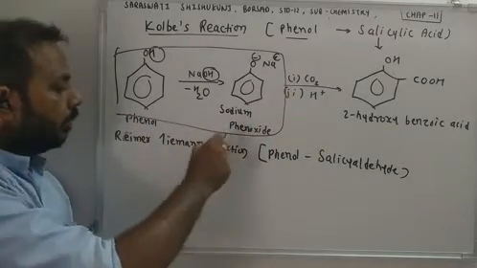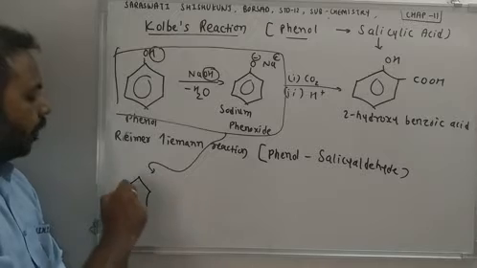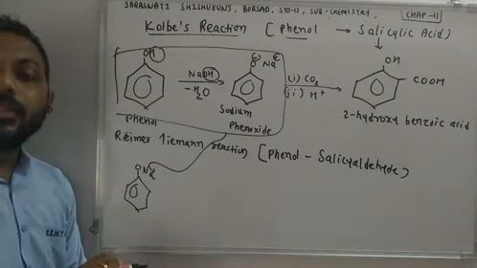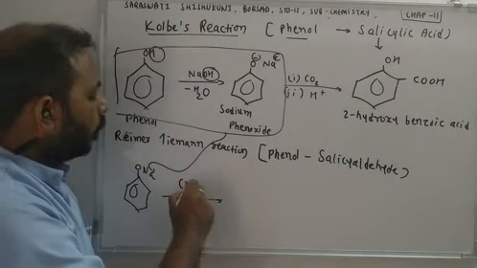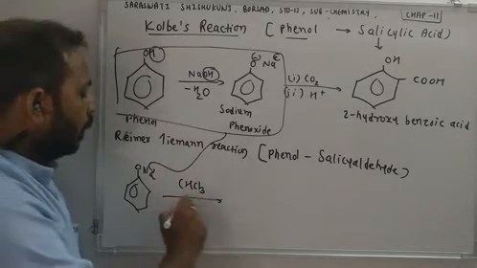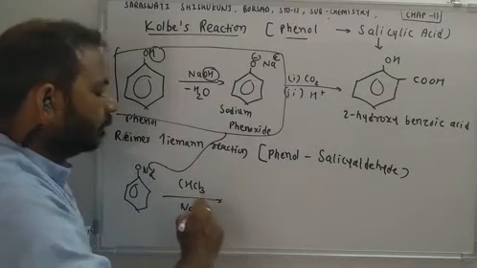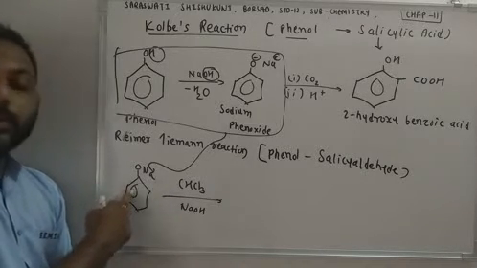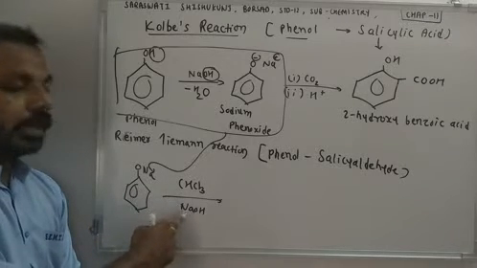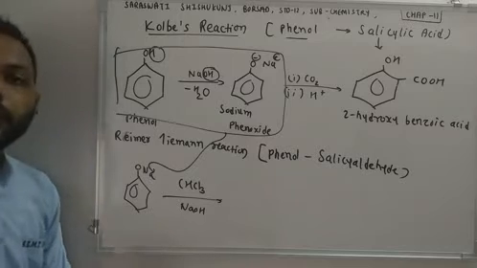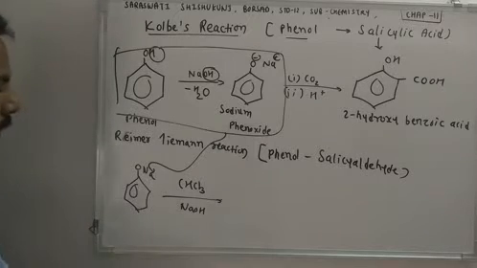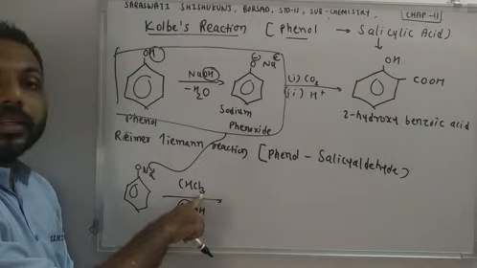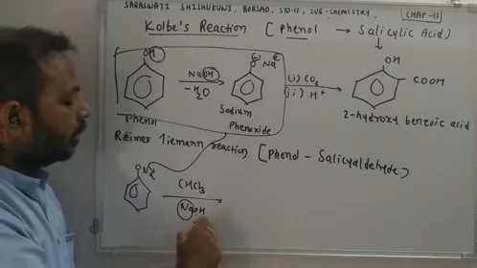Now this sodium phenoxide, we are writing directly here. This sodium phenoxide reacts with chloroform, that is CHCl3, along with NaOH. So sodium phenoxide reacts with chloroform in the presence of NaOH. Now let's see how the intermediate structure is going to be formed. This Na plus will get one chlorine from CHCl3.